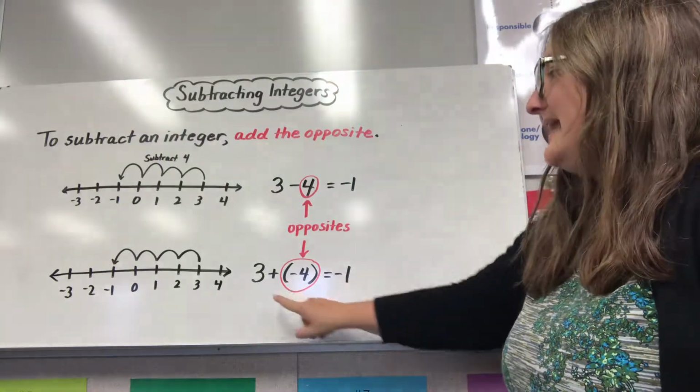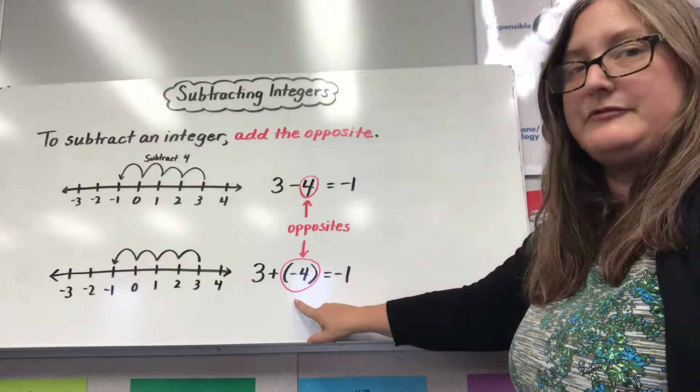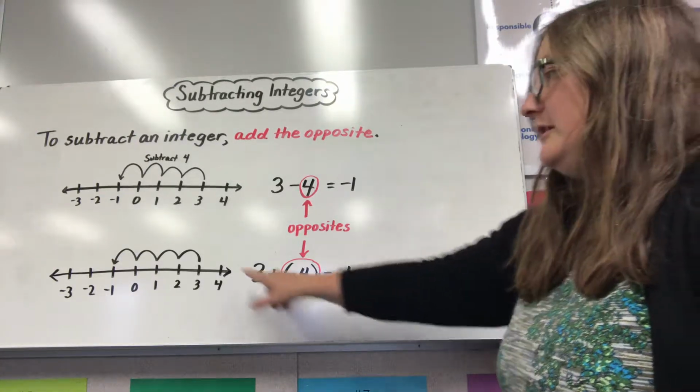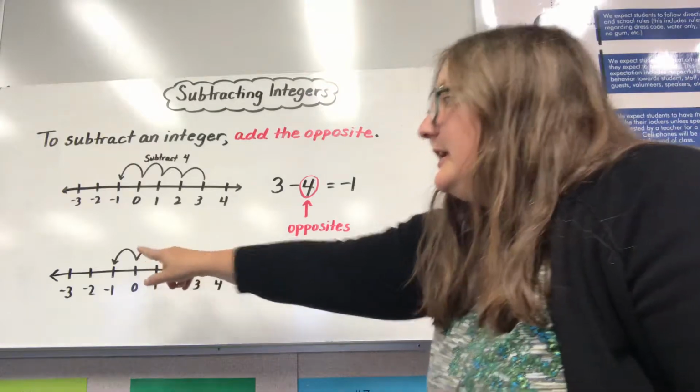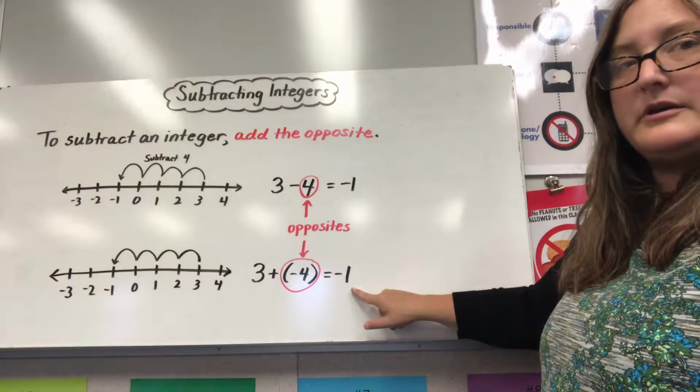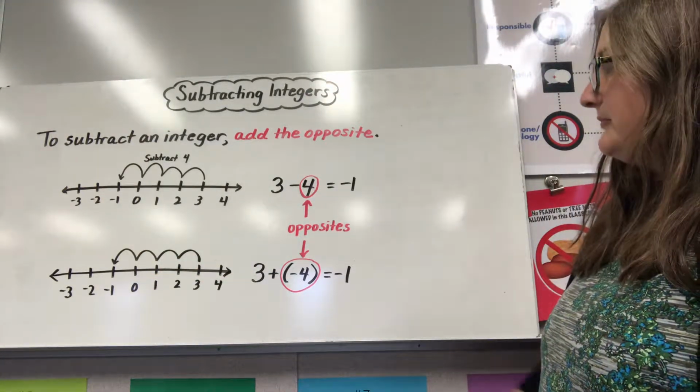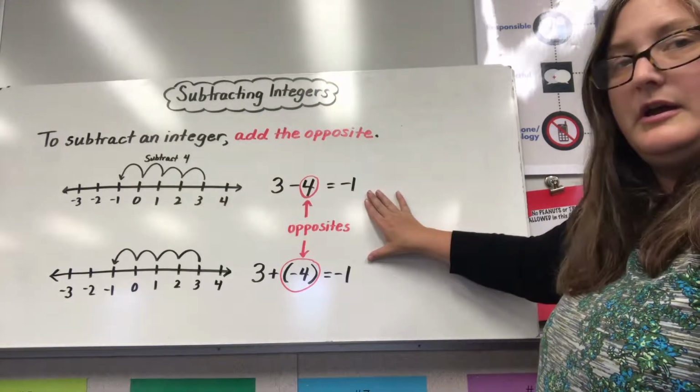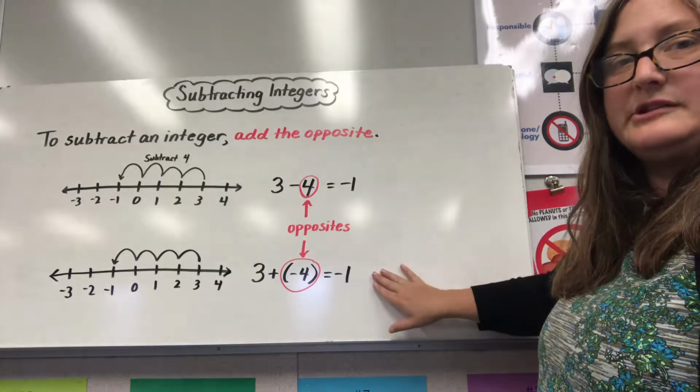Now, if I were to do the problem 3 plus -4, I'm again starting at 3, but this time I'm adding a -4. So I have to go 4 in the negative direction to the left. And I also end at -1. Two different problems that give me the same answer. One is subtraction, one is addition.